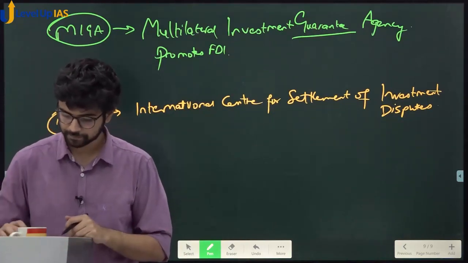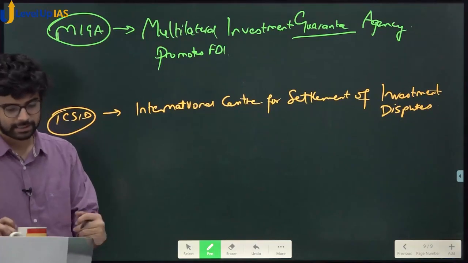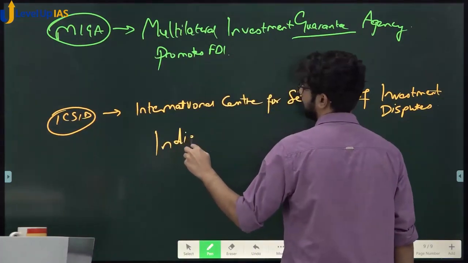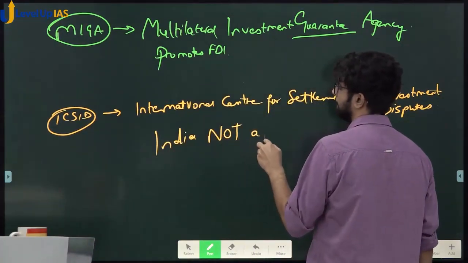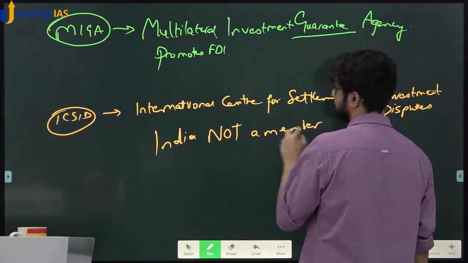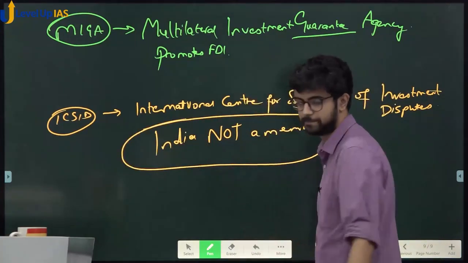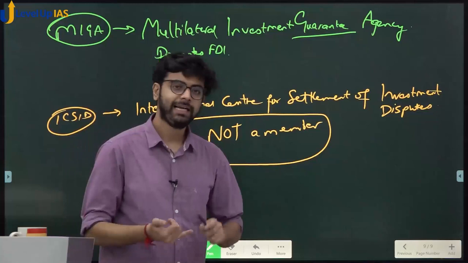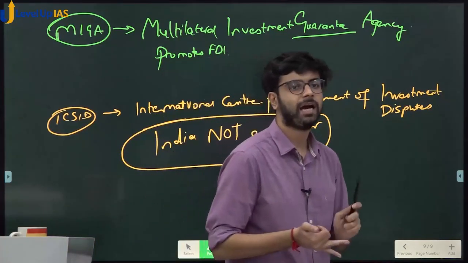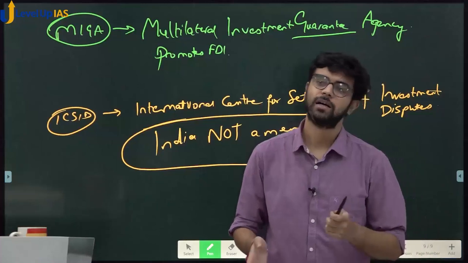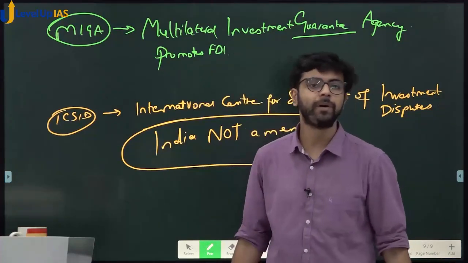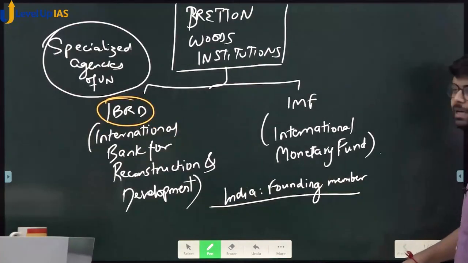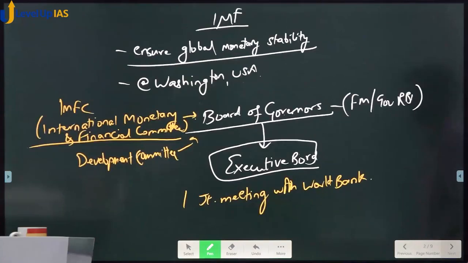Is it clear? ICSID. Now the funny part is, India is not a member. India is a member of all the other four. What are the five? IBRD, IDA, IFC, MIGA, and this one. Out of those, India is a member of the first four. And why is India not a member of ICSID? Because of BIT issues, as you also know.